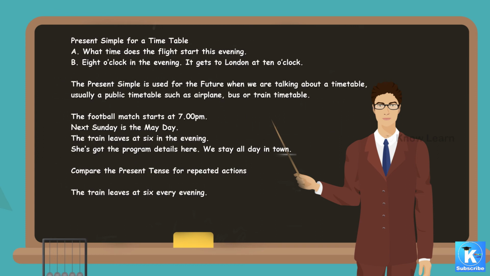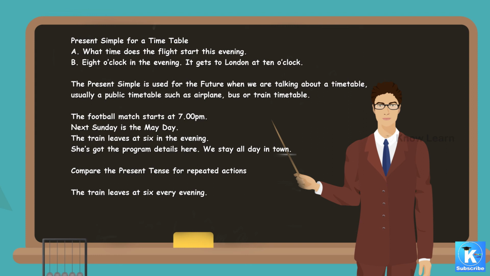Present simple for a timetable. A. What time does the flight start this evening? B. 8 o'clock in the evening. It gets to London at 10 o'clock. The present simple is used for the future when we are talking about a timetable, usually a public timetable such as airplane, bus or train timetable.